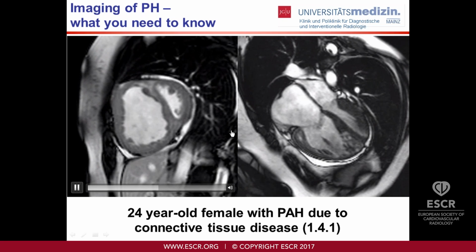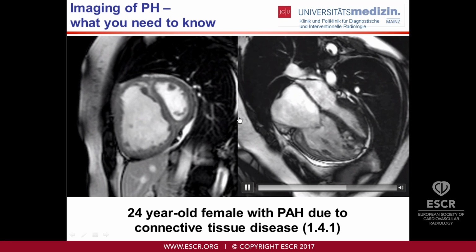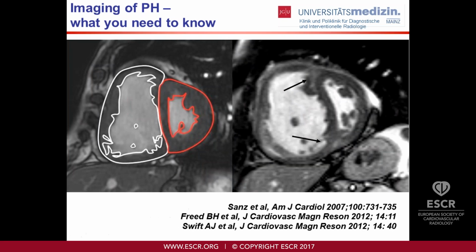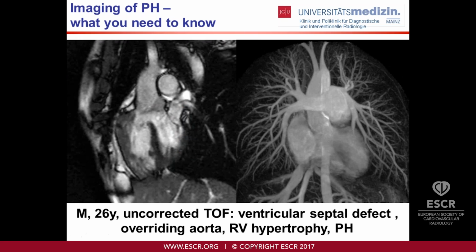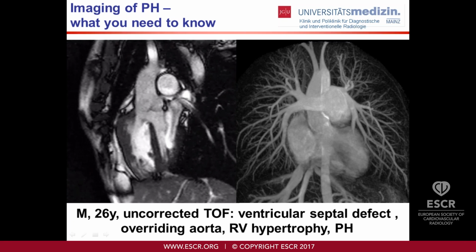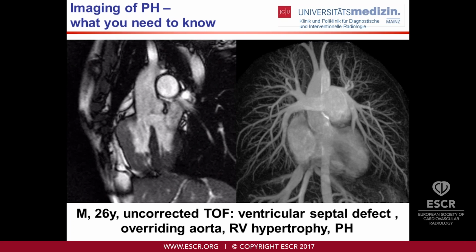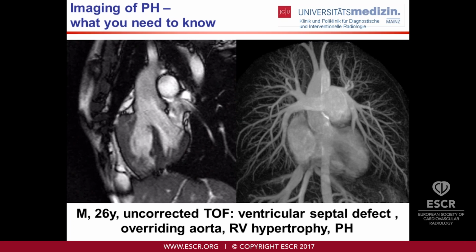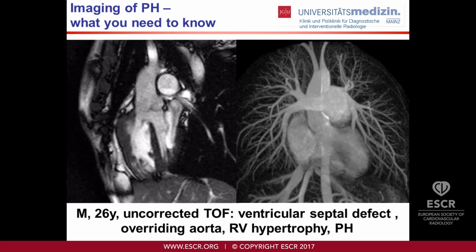So this is an example in a 20-year-old female with pulmonary arterial hypertension due to connective tissue disease, so she belongs to group 1. You can also nicely see the paradoxical movement of the interventricular septum. You see a decoupling of the action of the right and the left ventricle, and look at this tremendously increased hypertrophy of the right ventricular myocardial tissue. So this is a classical finding in a patient with pulmonary hypertension.